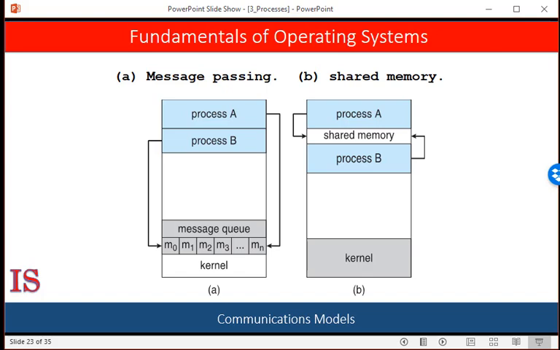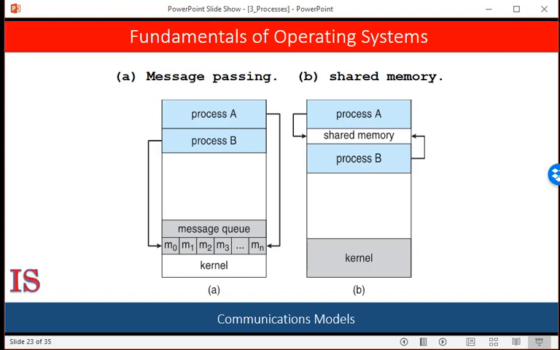Both of the models just mentioned are common in operating systems, and many systems implement both. Message passing is useful for exchanging smaller amounts of data because no conflicts need to be avoided. Message passing is also easier than shared memory to implement in a distributed system, although there are systems that provide distributed shared memory. Shared memory can be faster than message passing, since message passing systems are typically implemented using system calls and therefore require the more time-consuming task of kernel intervention.